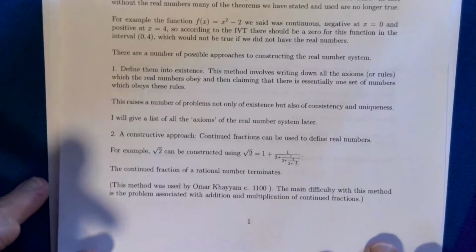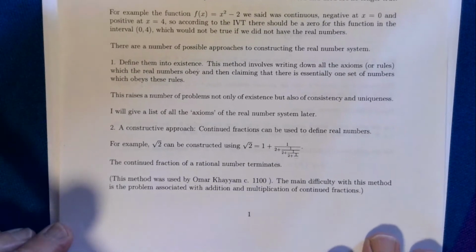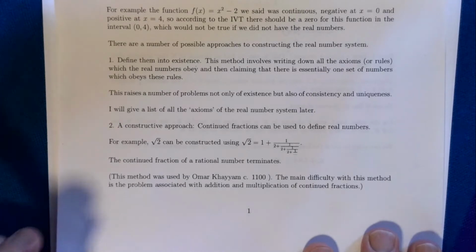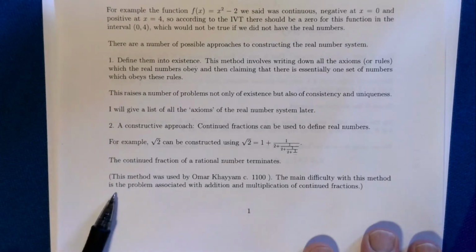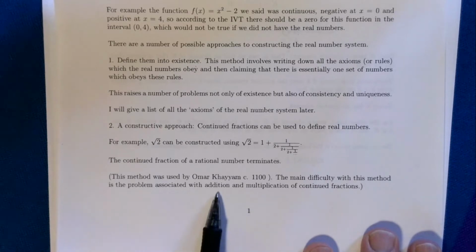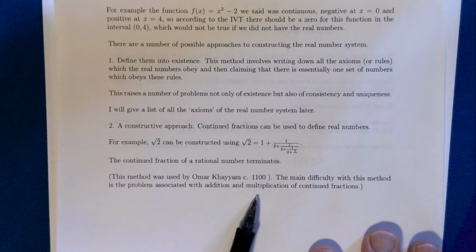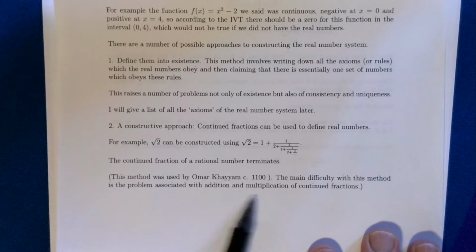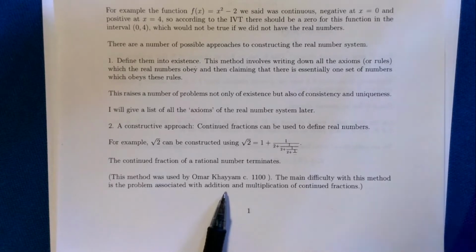So this method, in fact, was used by Omar Khayyam very early in the piece, about 1100 AD. The main difficulty with this method, defining real numbers in terms of continued fractions, is how do you add two continued fractions together and how do you multiply them? Well, that is next to impossible, a question which I don't think there's ever been any sensible answer to.